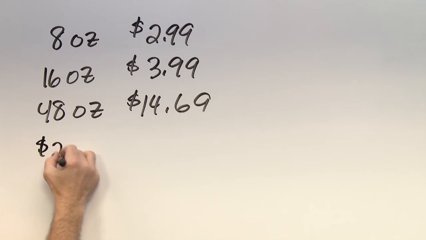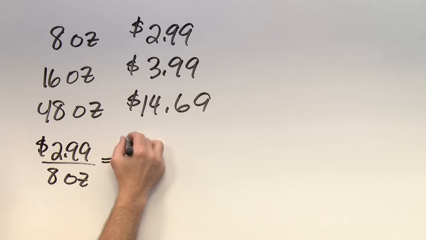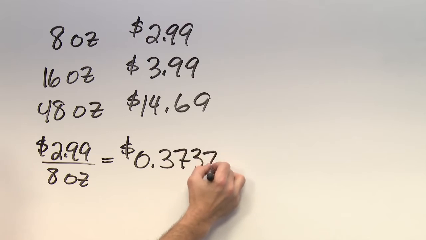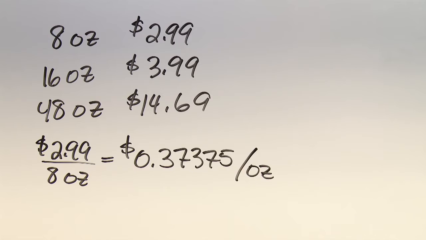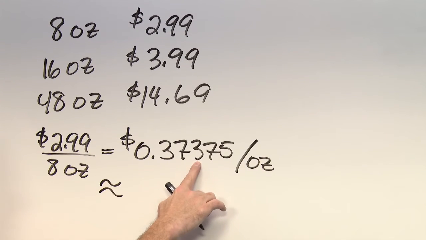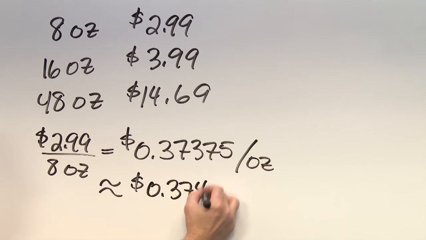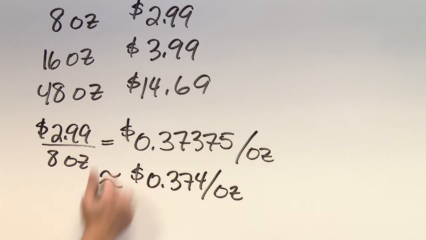So we take $2.99 divided by 8 ounces. When we divide this, we get 0.37375 per ounce. When we round that off to the thousandth place, we get $0.374 per ounce, or in other words, 37.4 cents per ounce.